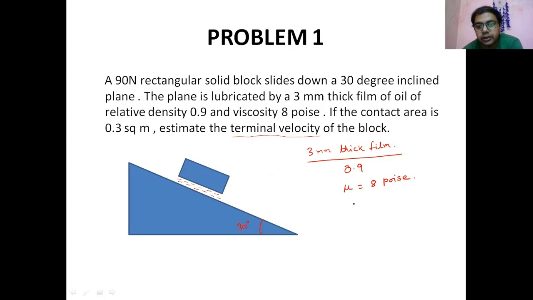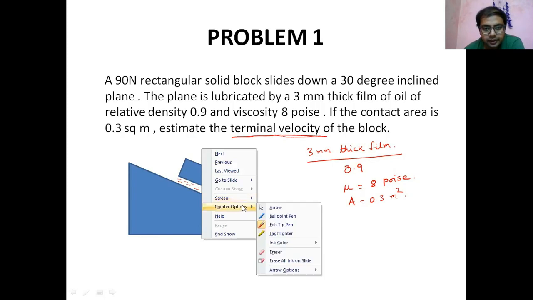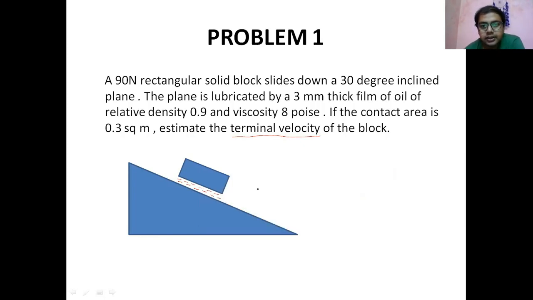The contact area is also given here, 0.3 meters. You have to find the terminal velocity. So how to solve this kind of problem, we'll see. First, if you draw the free body diagram of this block, then you will be able to understand what is acting.